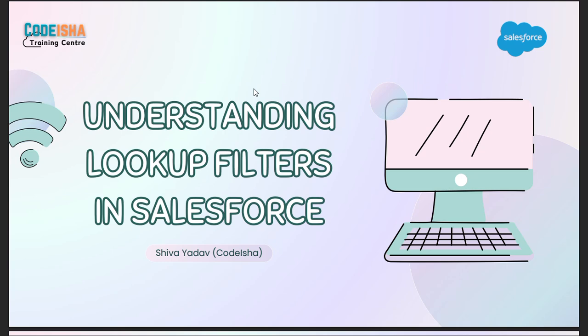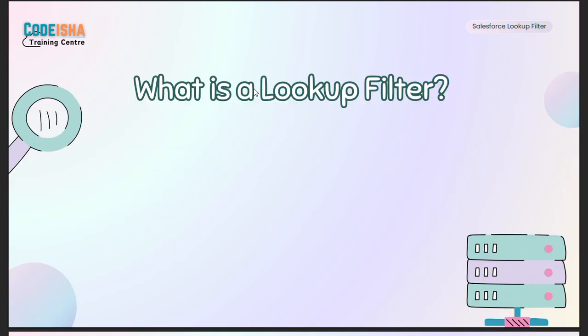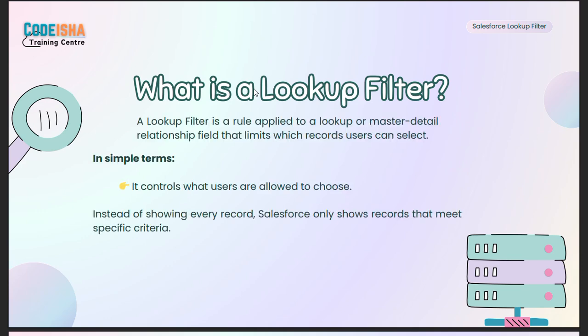First of all, let's see what a lookup filter is in Salesforce. A lookup filter is a rule applied to a lookup or master-detail relationship field that limits which records the user can select. In simple terms, it controls which specific records users are allowed to choose.